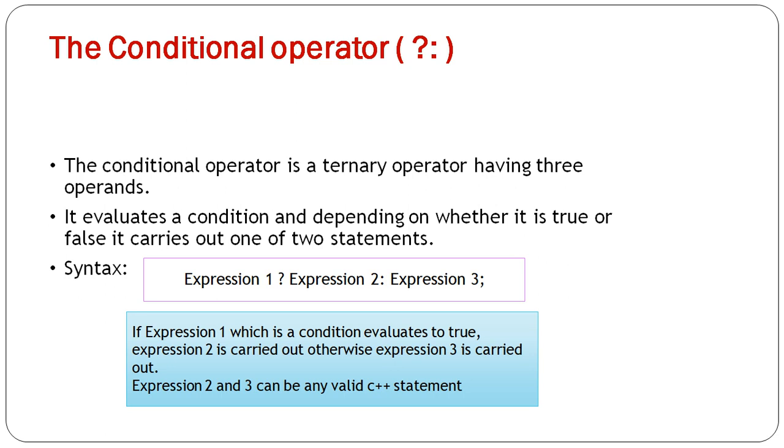Next, coming to ternary operator. We can also call this the conditional operator. So this requires three operands to operate. It evaluates the condition and, depending on the condition, if true, expression 2 will be evaluated. If false, then expression 3 will be evaluated. So always expression 1 will be the condition. If it is true, expression 2 is the true part. If it is false, expression 3 is the false part.